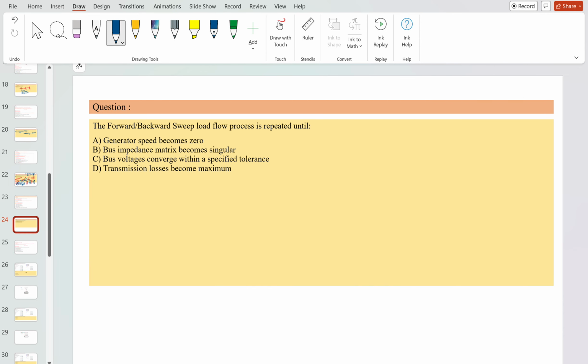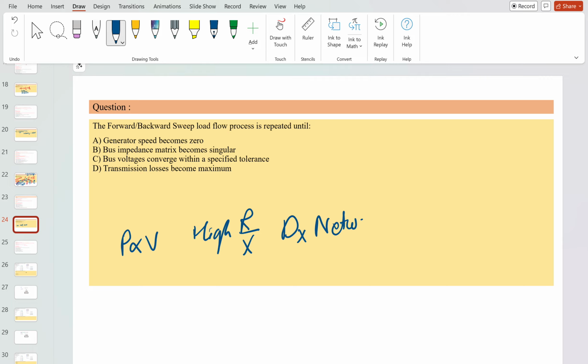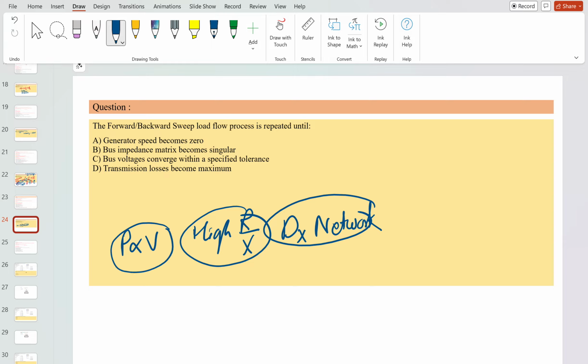Let's move forward. So remember that power is proportional to V in the case of a high R by X ratio, which is there in the distribution network. This is very, very important, remember this. Which option is correct?